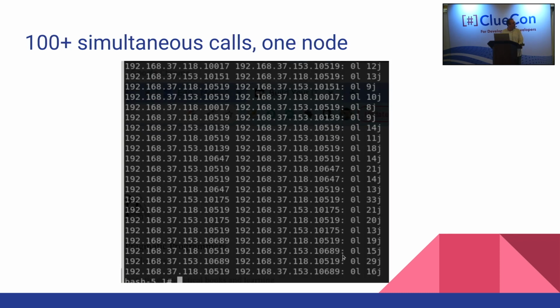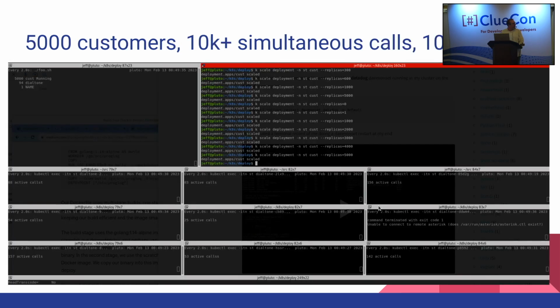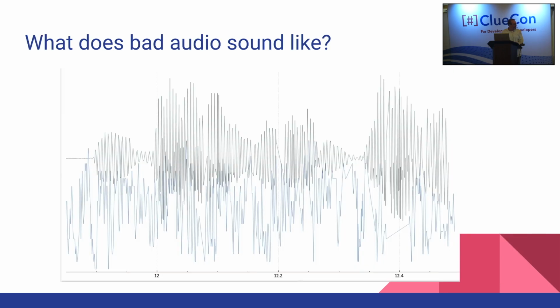So with 100 simultaneous calls on one node, you just start to see jitter start to happen. And we thought that was interesting. Then we went to 5,000 customers, 10,000 simultaneous calls on 100 nodes. And this ran for about an hour while I did some tuning in the background. And it's kind of hard to see here, but we tuned it a little bit.